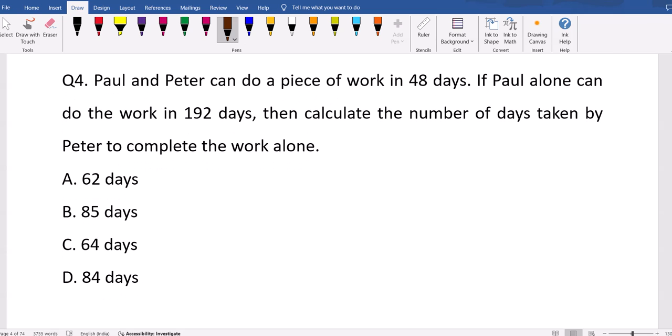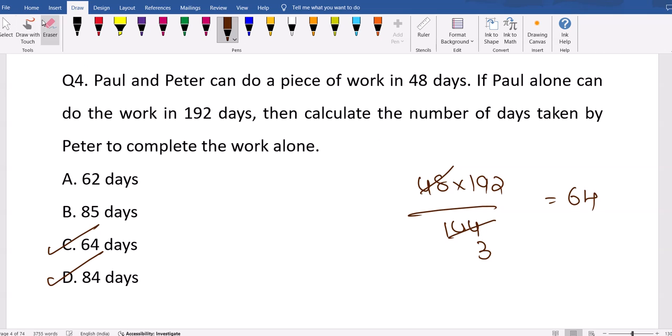Whenever together is given and alone they are asking, it is product divided by difference, which is 64 we'll get. 64. Product divided by difference. Shortcut is that. The original method we discussed a lot of times. So this is product divided by difference.